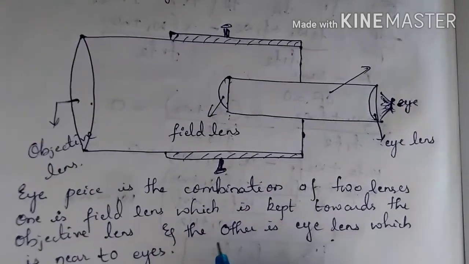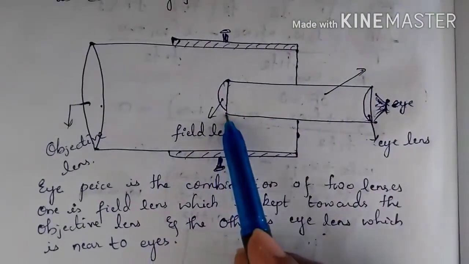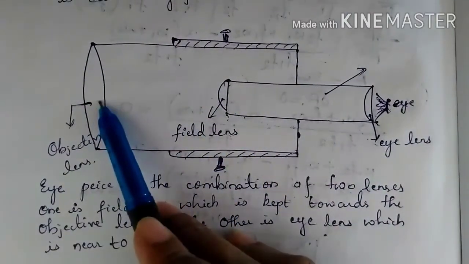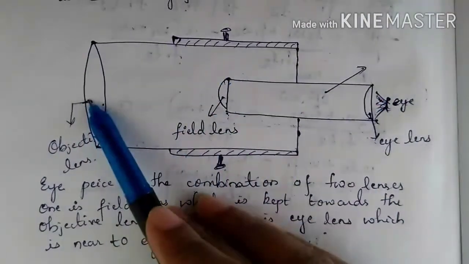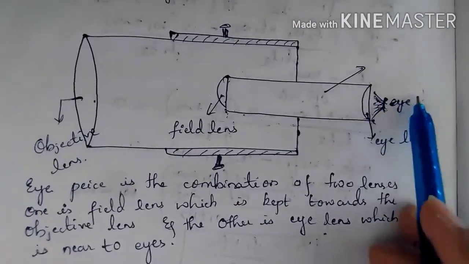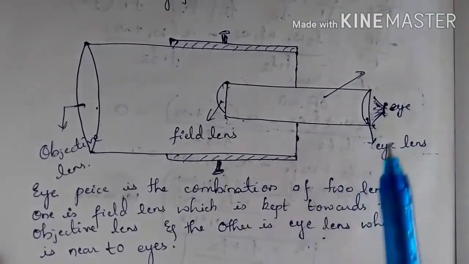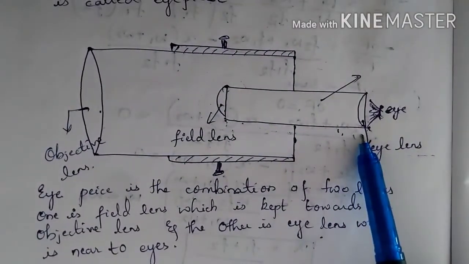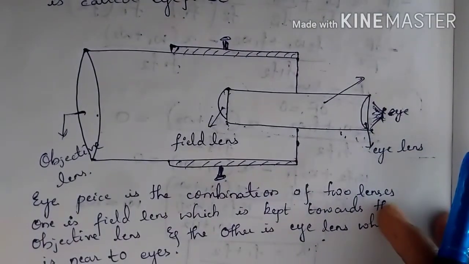So what is happening here is, we have the eyepiece, which consists of a field lens and an eye lens. This field lens is kept near to the objective lens and the eye lens will be far from the objective lens, but this eye lens will be near to the eye. So this system, which is the eyepiece, can reduce the chromatic aberration and the spherical aberration. So this is what we learn in this section.